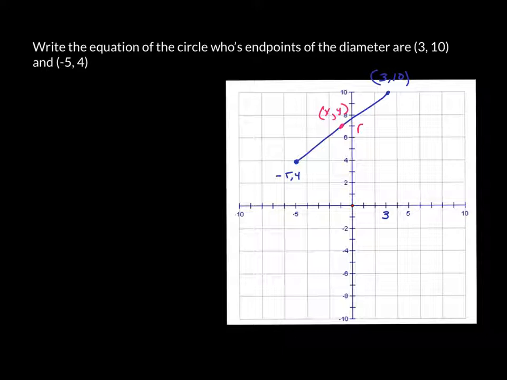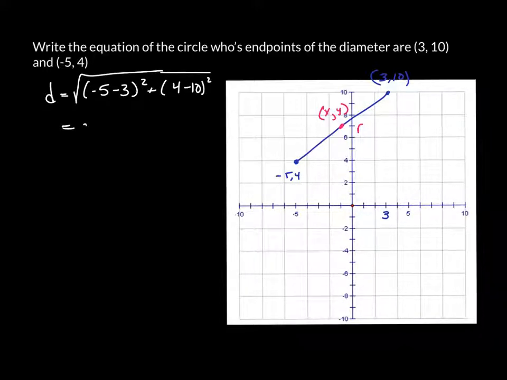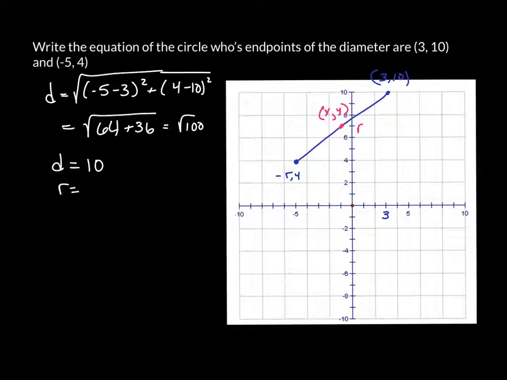So to find the radius of this, I use the distance formula. The distance of my diameter is given by the square root of (-5 minus 3) quantity squared plus (4 minus 10) quantity squared. So the length of the diameter is the square root of 64 plus 36, or the square root of 100. That tells me my diameter is equal to 10, but be really careful here, because this tells us that my radius is equal to 5. Remember, the radius is half of the diameter.